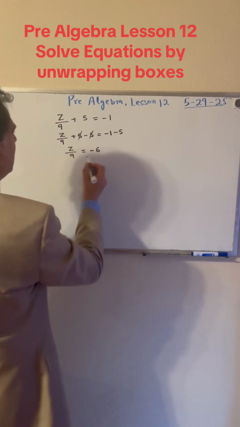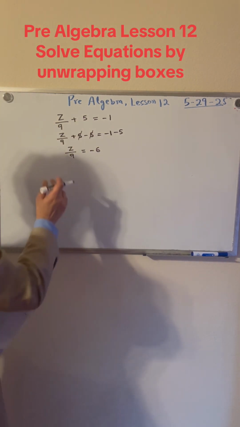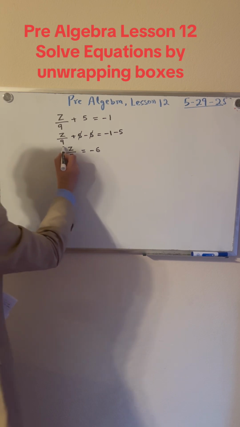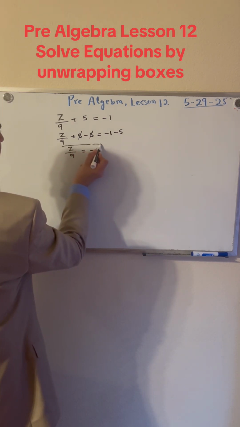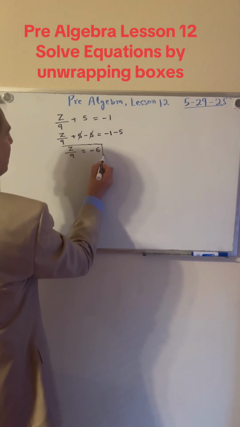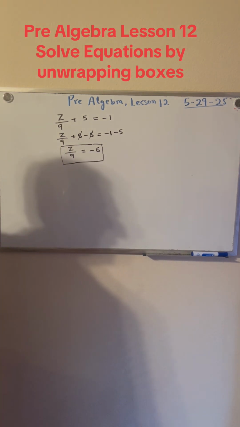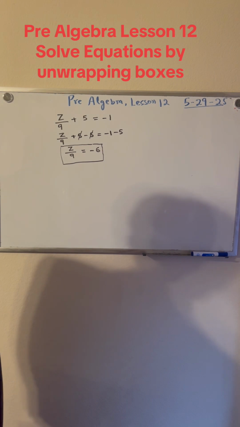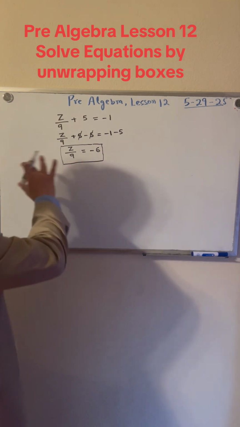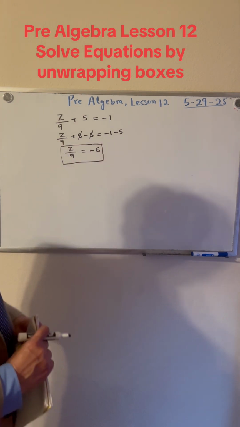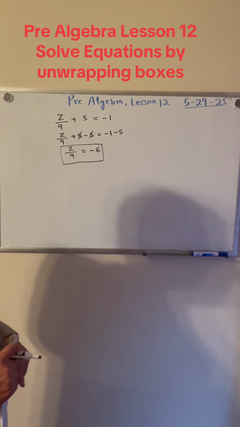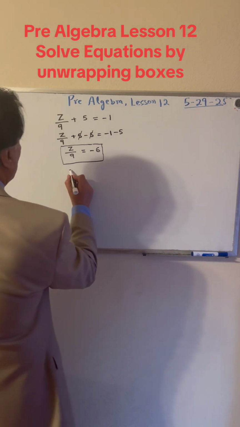We're not done yet. So we unwrapped the big box, then we got another box right here. We still have to unwrap this box. So how do we do that? Now, if you think about it, if I multiply both sides by 9, I will just get z on this side. Let me show you how.